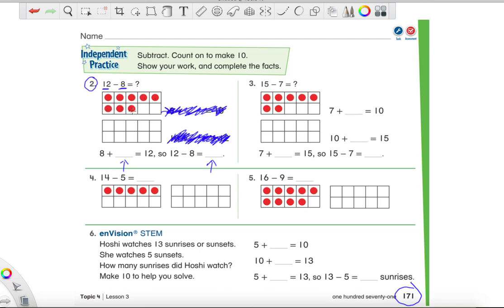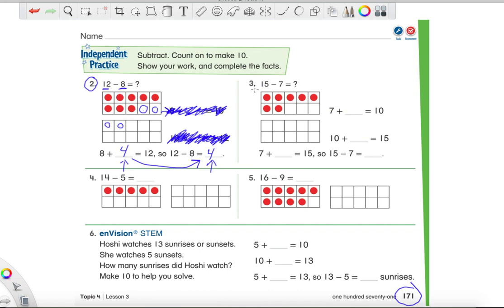So as we said before, we have 8 circles. We got to keep drawing until we reach 12. So after 8, we have 9, 10, 11, and 12. I stop because I reached 12. I go back and see how many I made. 1, 2, 3, and 4. So 8 plus 4 will give us 12. And then, since they're related facts, that 4 has to go over here also, because they're related facts. They use the same 3 numbers every single time. Okay?